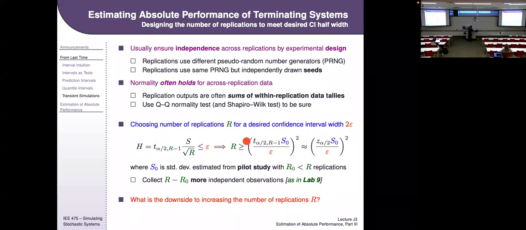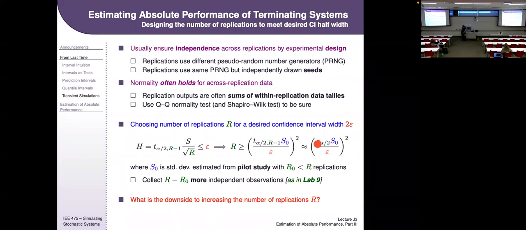And so solving for this might have to be done numerically. Like you'd have to create a column in Excel and see at what number of replications this finally holds. The simpler way to do it is assume that you have enough replications that your t distribution is approximated by a standard normal. And under that case, it's super simple.